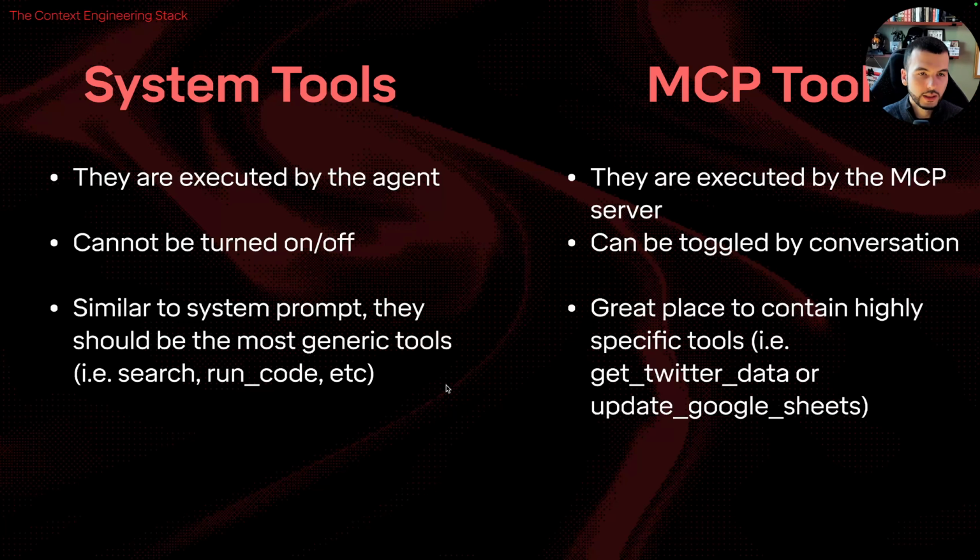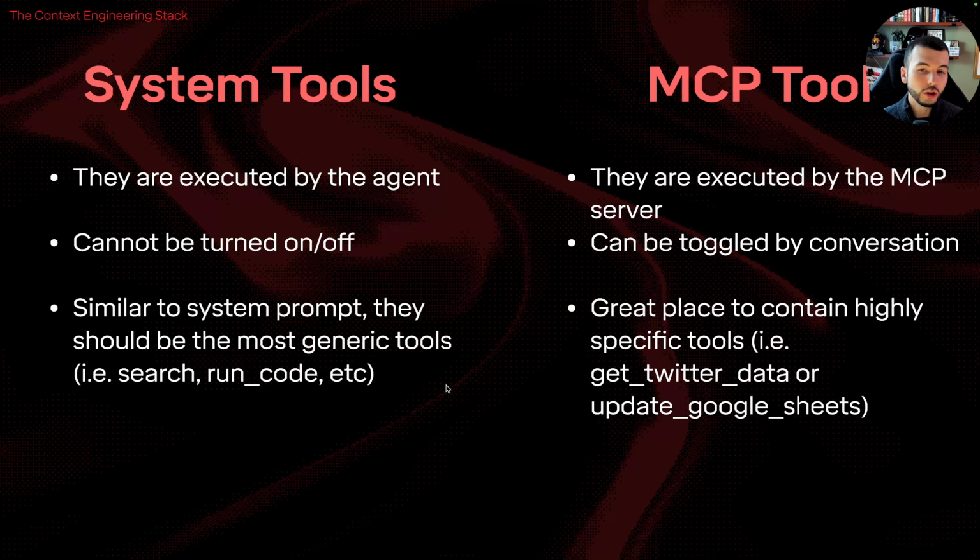So we talked about this, but basically the system tools, you build them and you own them. They cannot be turned on or off. So if you build an agent and you give it system tools, those are always on. It's not like an MCP that you can remove or add. And so, similar to the system prompt, these should be things that are always applicable. So web search, for example, running code, things that are not related to any particular use case. It's always better to have those things tied to a separate MCP or a sub agent or things like that.